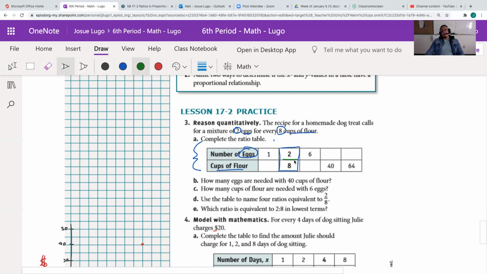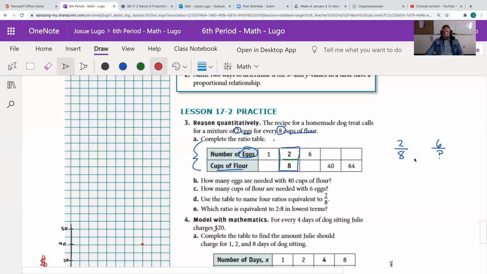Well, if you've ever baked anything or followed any kind of recipe, you know that sometimes you want to make more or less of a batch. You're not always going to do exactly what the recipe says, but you want to follow the same ratios. Let's suppose you want to make more dog treats, and you have 6 eggs. How many cups of flour are you going to need? In essence, we're taking 2/8 and asking what is an equivalent fraction that has a numerator of 6? What does the denominator have to be?